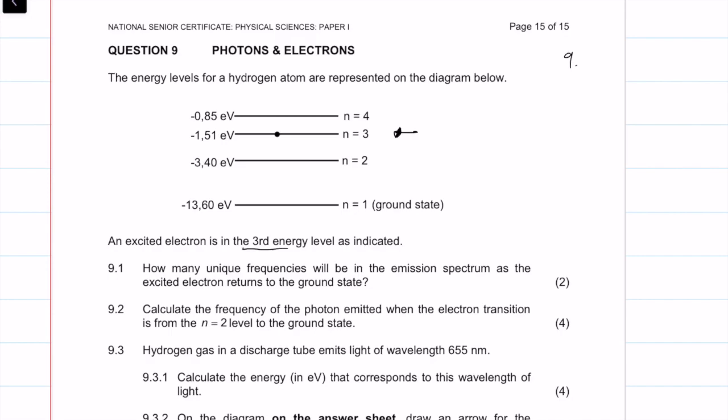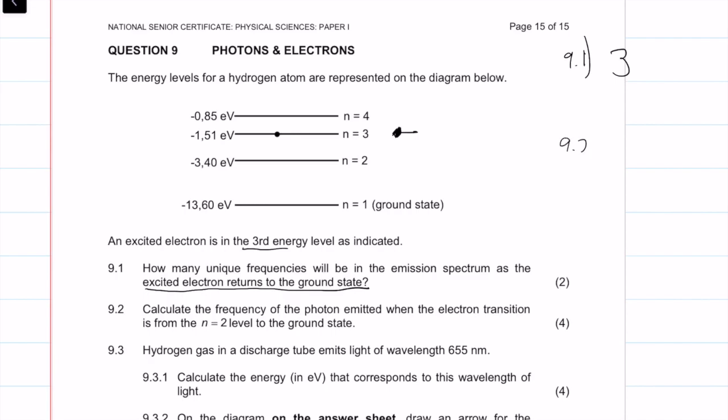Question 9.1. How many unique frequencies will be in the emission spectrum as the excited electron returns to the ground state? Okay, so this is a theory question. There will be 3 unique frequencies when transitioning from n equals 3 to n equals 1, which is the ground state.